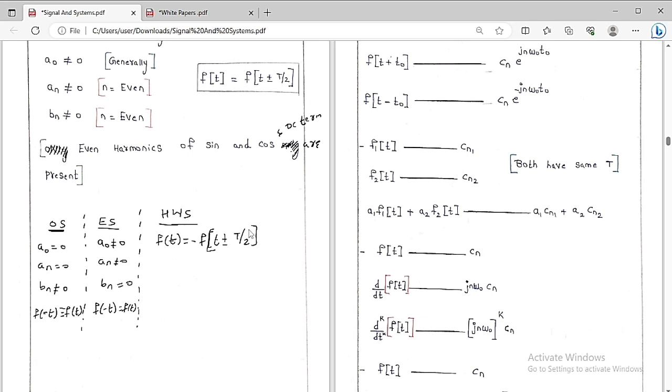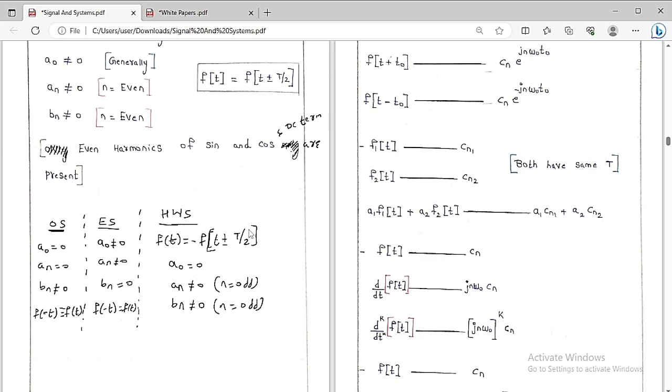Then for this signal, A0 is equal to 0, and AN is not equal to 0 only for n equal to odd, and BN is not equal to 0 only for n equal to odd.